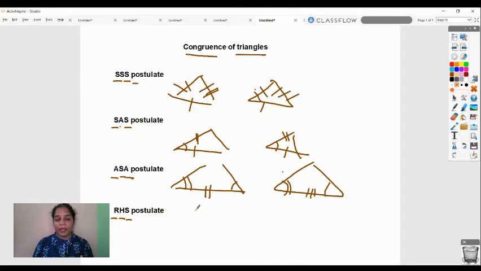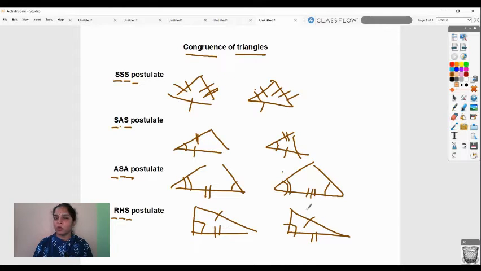For a right angle triangle, if you have a right angle in both the triangles, and the hypotenuse is equal and one more side is equal, we know that those two triangles are congruent. You have to remember these four things, that's all. The rest is only your manipulation. So let's get to it.